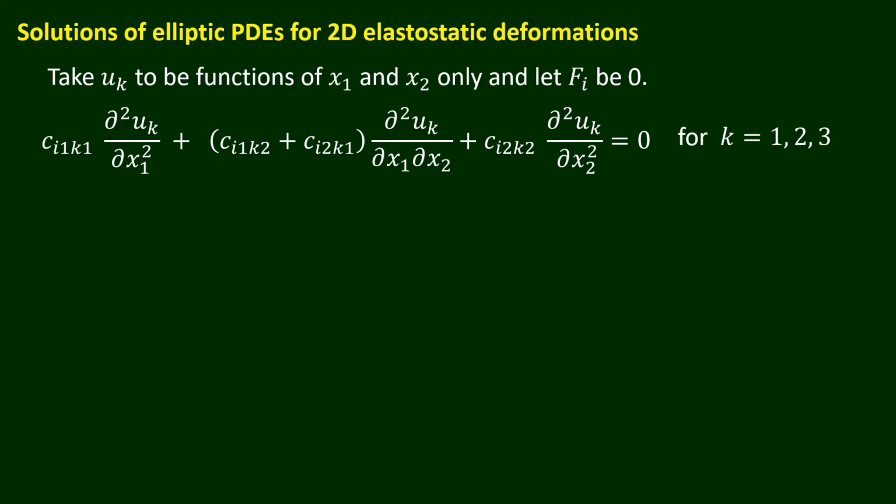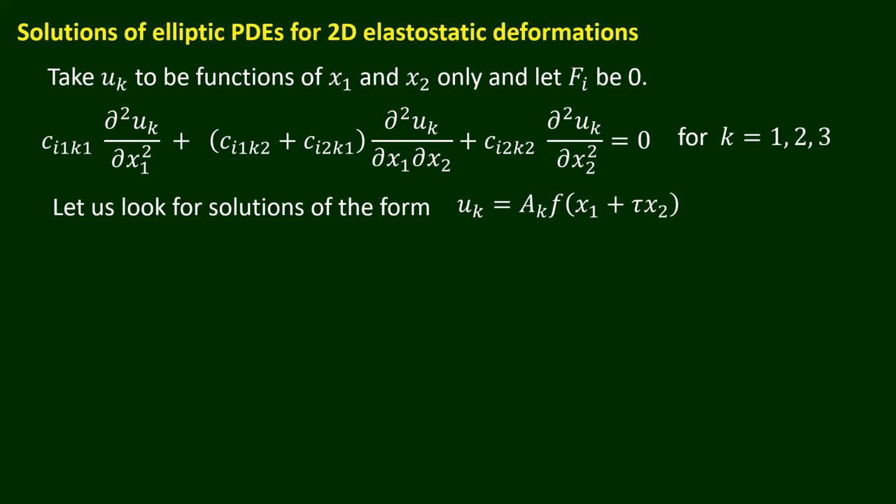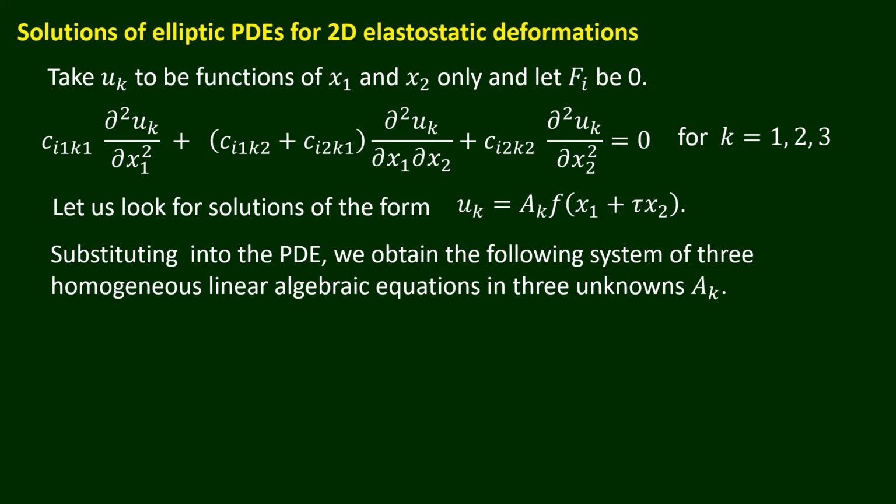Let us look for solutions of the form uk = ak f(x1 + τx2), where ak and τ are constants, and f is an arbitrary single variable function that is at least twice differentiable. Substituting into the partial differential equations, we obtain the following system of three homogeneous linear algebraic equations in three unknowns: [Ci1k1 + (Ci1k2 + Ci2k1)τ + Ci2k2 τ²] ak = 0.